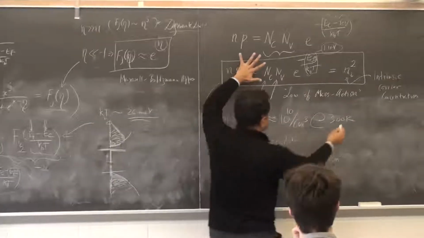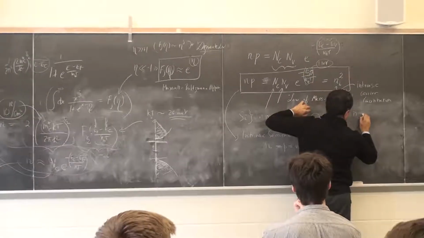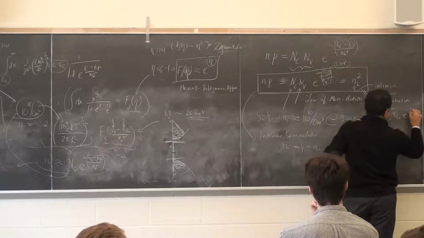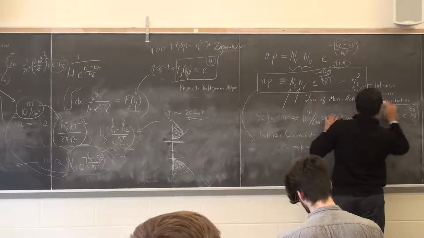Now, from here you can see, it's obvious, but the exact expression for Ni is the square root of Nc Nv, times e to the power minus gap over 2kT. It's the square root of that. So just to be clear, that's the intrinsic carrier concentration.